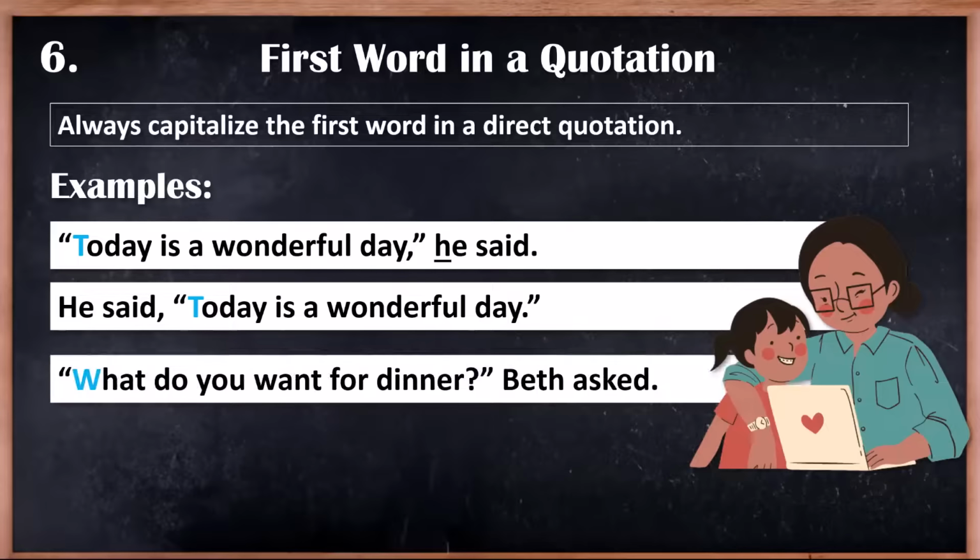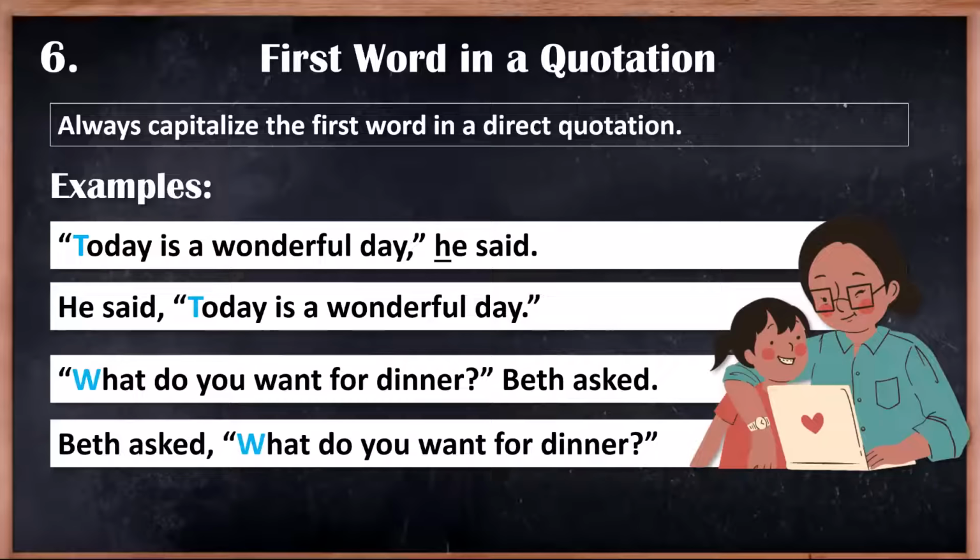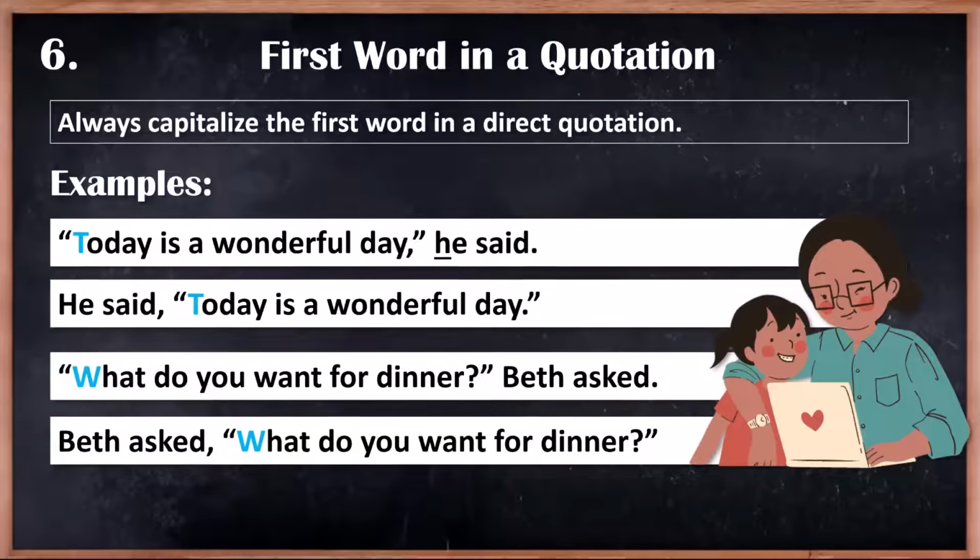Another example, "What do you want for dinner?" Beth asked. Beth asked, "What do you want for dinner?" Here you can see that we capitalize Beth both times because Beth is a proper noun. It's the name of a person. Whereas he is not capitalized because it's not a proper noun. So always capitalize the first word in a direct quotation.